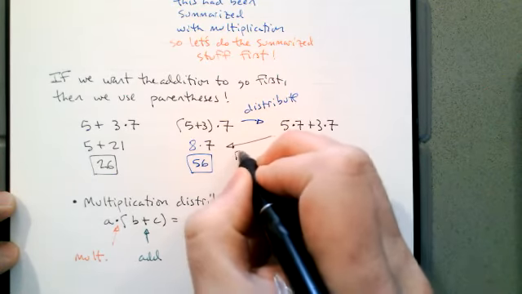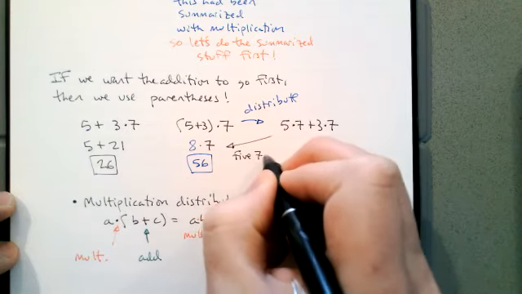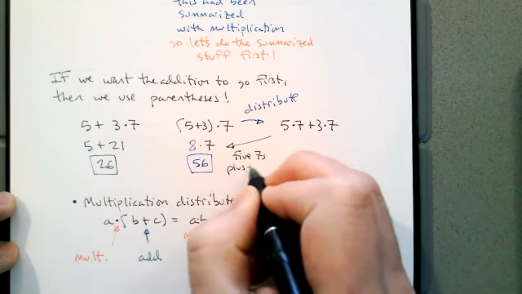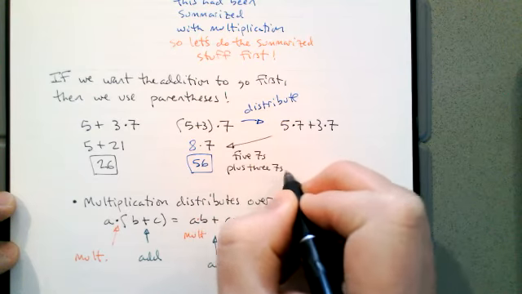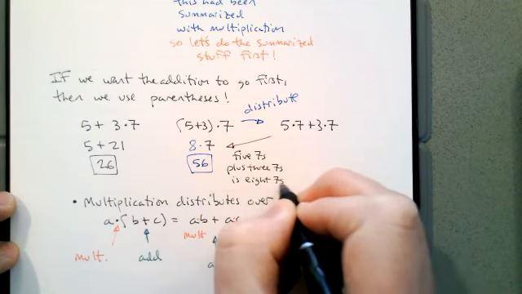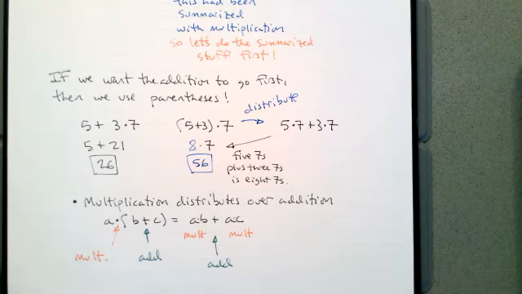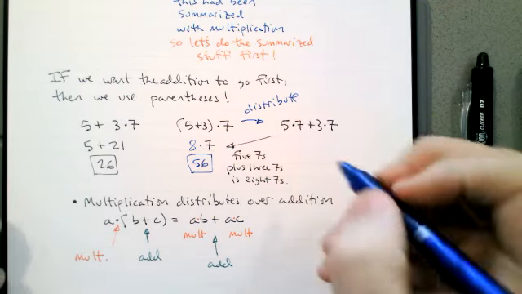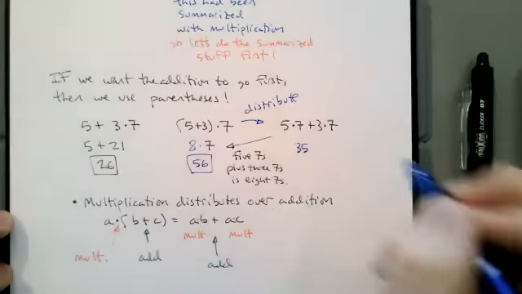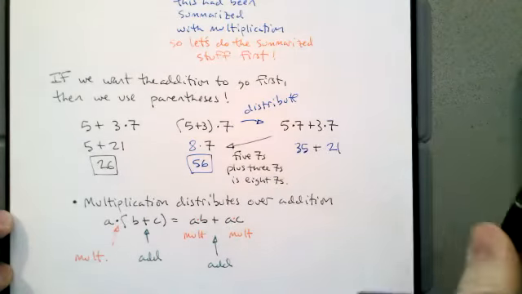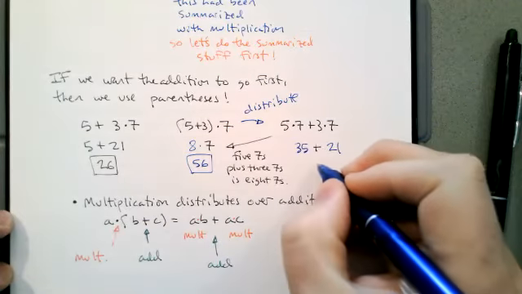5 sevens plus 3 sevens is 8 sevens. Or I could say 5 sevens is 35, 3 sevens is 21, and 35 plus 21 is still 56.